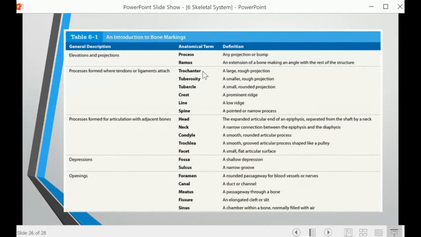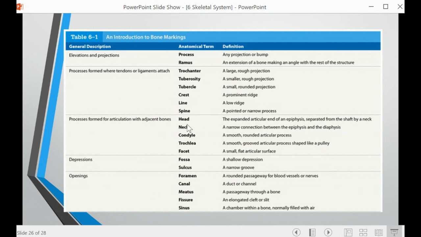We have trochanters, that are large, rough projections. We have tuberosities, which are smaller, rough projections. Tubercles, which are small, rounded projections. We have crests, which are prominent ridges. We have lines, which are low ridges. Spines, which are pointed.